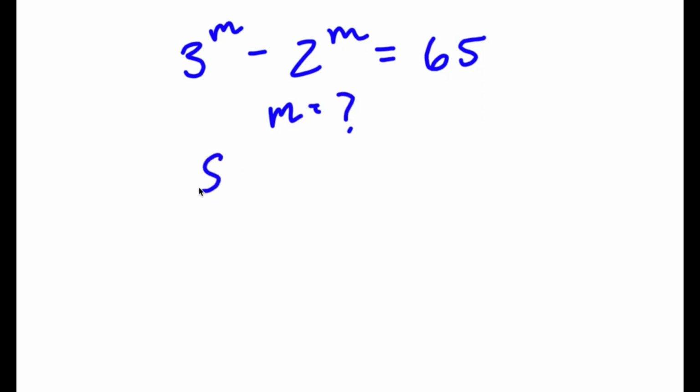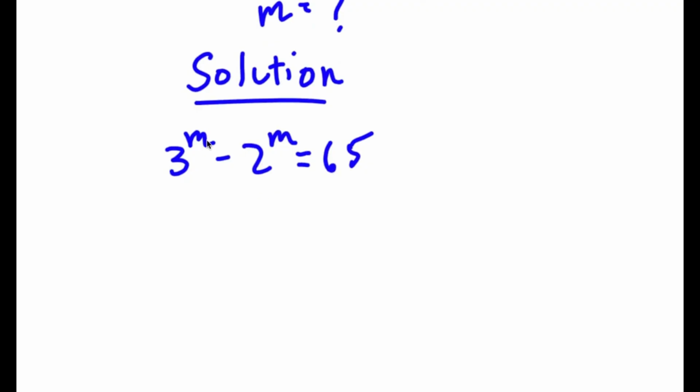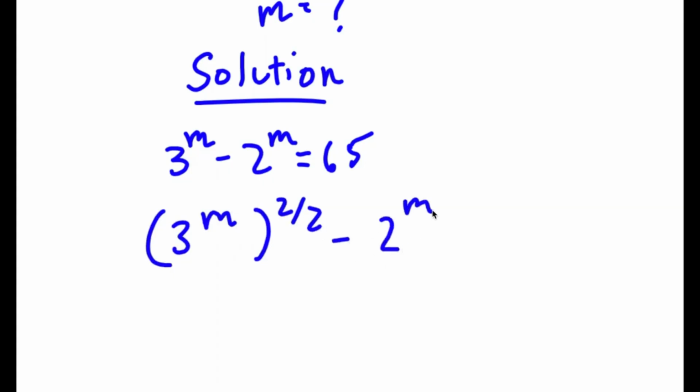So now for our solution here, we're going to start with our equation, 3 to the power of m minus 2 to the power of m is equal to 65. And now 3 to the power of m, this is the same thing as 3 to the power of m to the power of 2 over 2, minus, now 2 to the power of m, this is the same thing as 2 to the power of m to the power of 2 over 2.